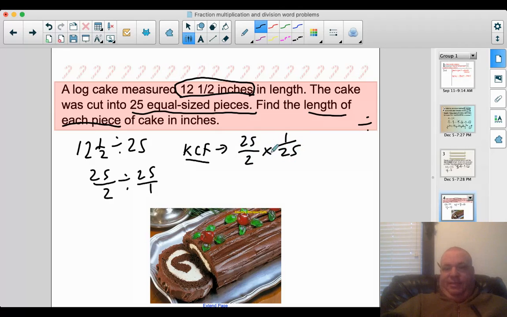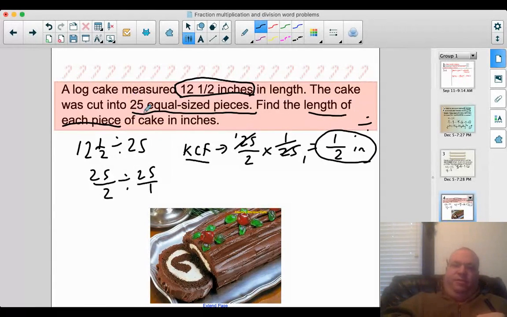Now that's really nice because now I've got a 25 on top and bottom, and those can cancel out. So I'm dividing both of those by 25. And once I do that, I just have 1 times 1 on top, 2 times 1 on bottom. I get 1/2. So the length of each piece, measured in inches, is 1/2 inch. So 25 1/2 inch pieces give you this total length. We can hopefully see now why this number is bigger than this number. Each piece is less than an inch, so 25 pieces is going to be less than 25 inches.